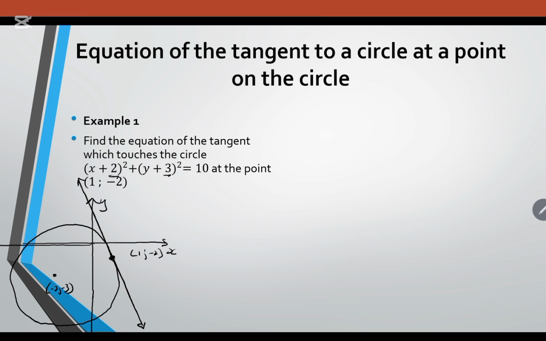We have the center point and we have the point of contact. Now, one of the grade 11 Euclidean geometry theorems says the tangent and the radius of the circle are perpendicular at the point of contact.